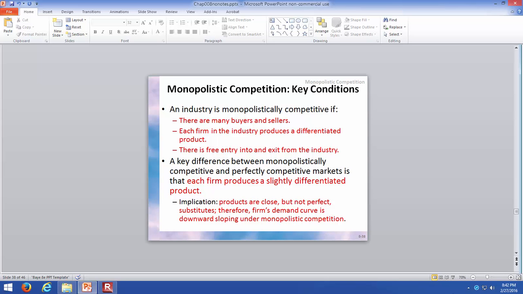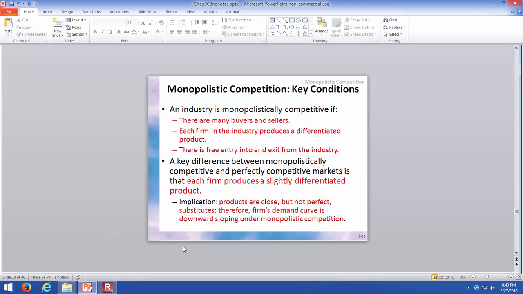I think another example would be the cell phone business. You have AT&T, Verizon, T-Mobile, and other smaller players, and what they try to do is that although they all sell you the same product, which is cell phone or cellular data and so on, they try to differentiate between themselves in different ways. Okay. So what is the implication? Products are close but not perfect substitutes, and therefore a firm's demand curve is downward sloping under monopolistic competition.